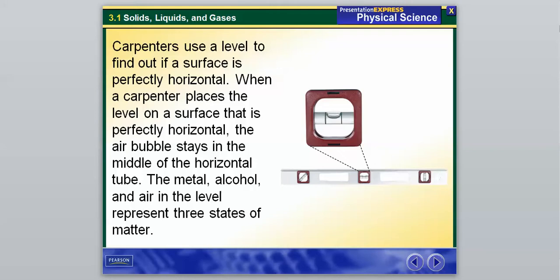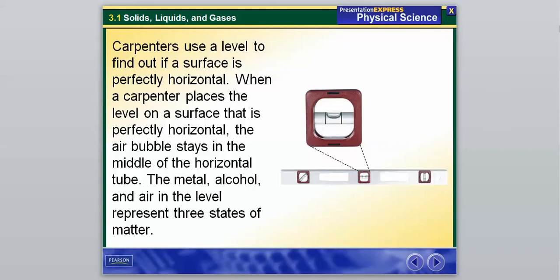The metal, alcohol, and air in the level represent three different states of matter. So again, we have our little bubble right here. The air is gas, the alcohol is liquid, the bubble is floating in there, and then the metal is our solid.